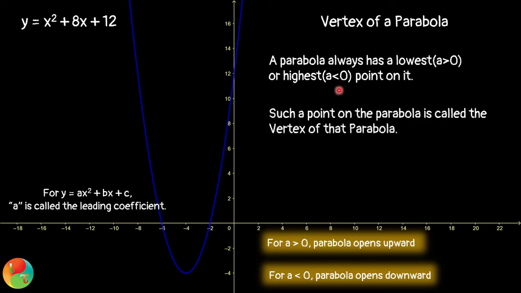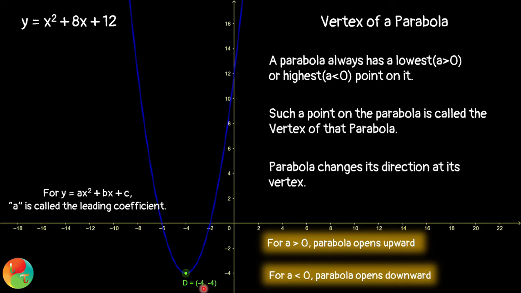Such a point on the parabola is called the vertex of that parabola. The highest or the lowest point on the parabola is called the vertex of that parabola. In this case, point D indicates the vertex of this parabola, whose coordinates are -4, -4.